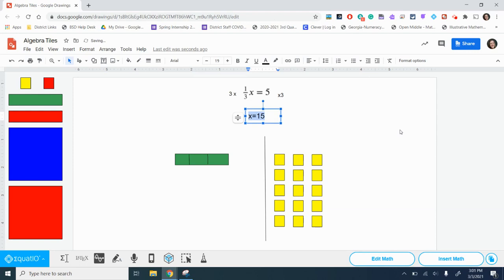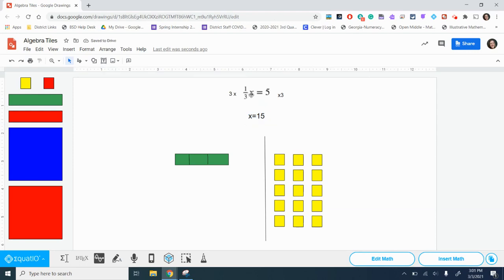Now let's check that out. If 1/3 of x equals 5, let's substitute 15 for x. 1/3 of 15. Well, if we split 15 into 3 equal groups, we will get 5. So x is equal to 15.